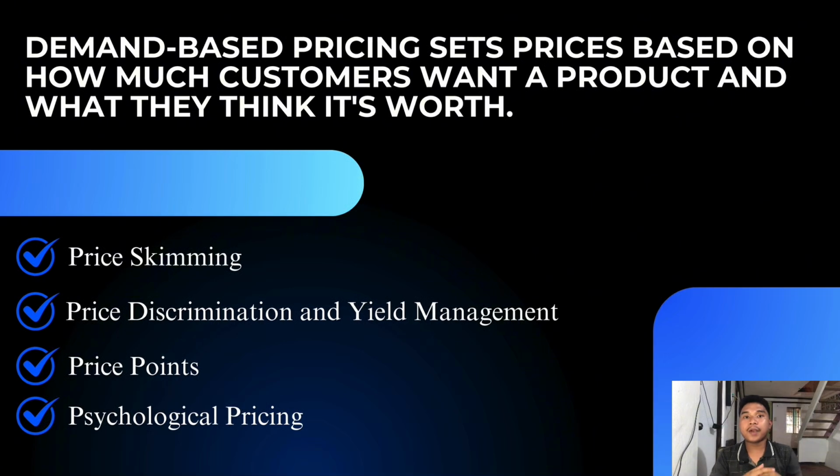Next, we have price discrimination and yield management. Can you see price discrimination and yield management? It means charging different prices to different people, like cheaper movie tickets for seniors or students. The next one is psychological pricing, which uses prices that feel cheaper. For example, a product worth 499 instead of 500. That's psychological pricing.